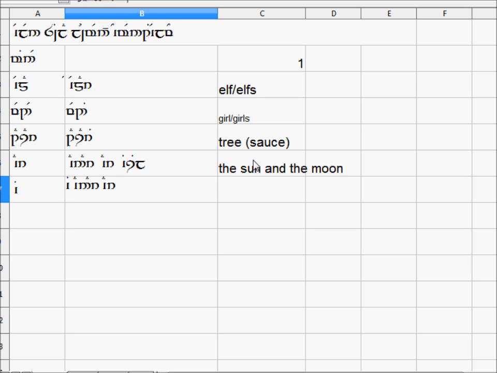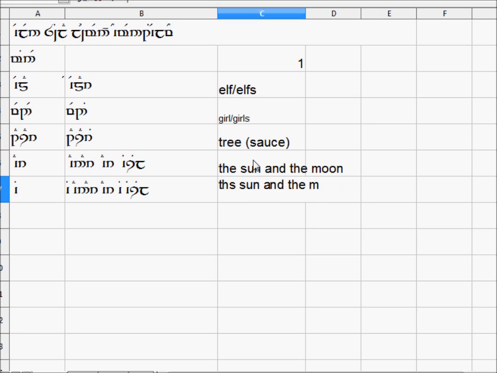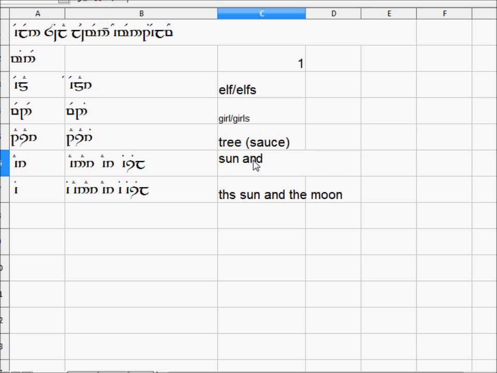But if we were to put everything in perspective, we would say I anar are I isil, which means the same thing, the sun and the moon. Again, I put the article here because it's an example, but properly it is sun and moon.